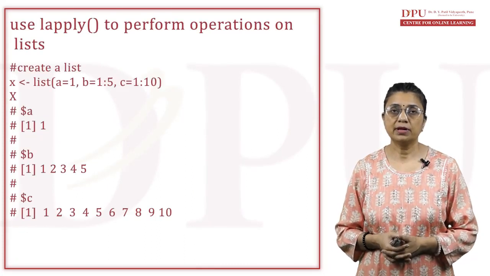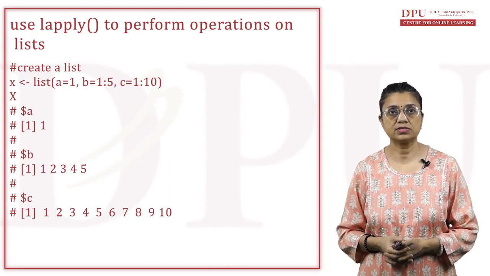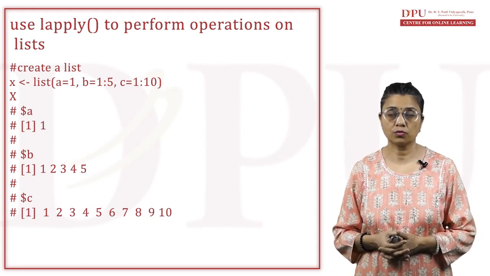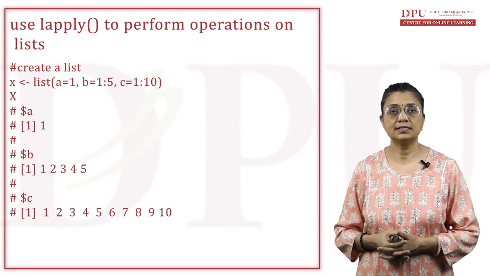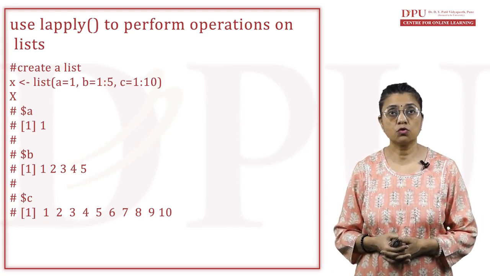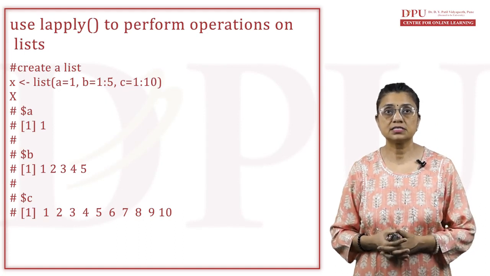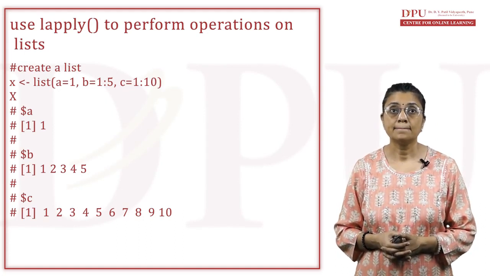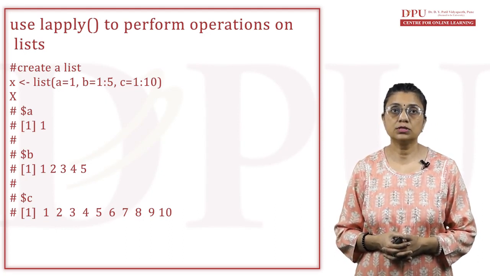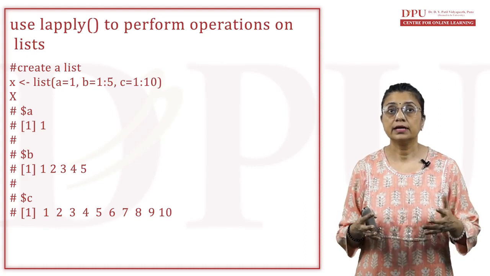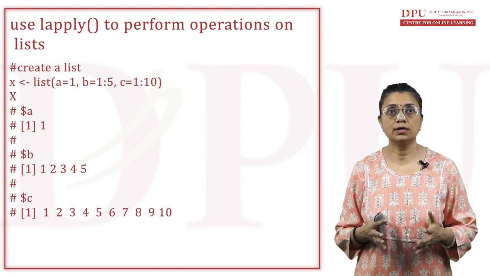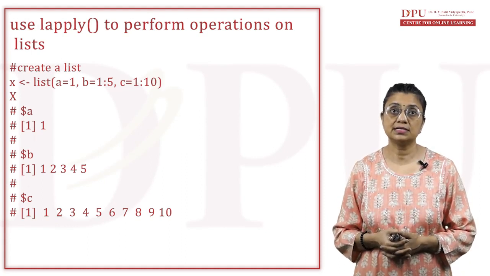Now we will use lapply functions to perform operations on lists. So how can we apply operations on lists? That also we should know. First of all, we have created a list in this example. You can see over here that the list is stored in a variable x, where a equals 1, b equals 1 colon 5 and c equals 1 colon 10. So a equals 1 means when I print x, a is 1, b is 1, 2, 3, 4, 5. And c is 1, 2, 3, 4, 5, 6, 7, 8, 9, 10.